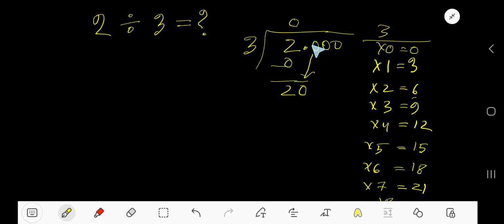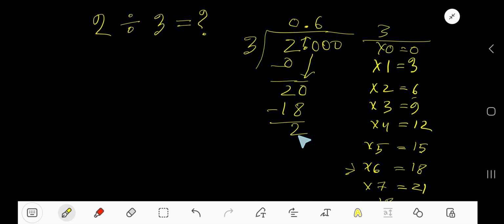Bring down the first 0, but before the 0 there is a decimal. The decimal must come to the quotient directly. Now 3 goes into 20 how many times? 7 times is 21, which is greater, so we need to stop at 6 times. 6 times 3 is 18. Subtract, and we get 2. Look, after subtracting we get a number which is less than the divisor 3.